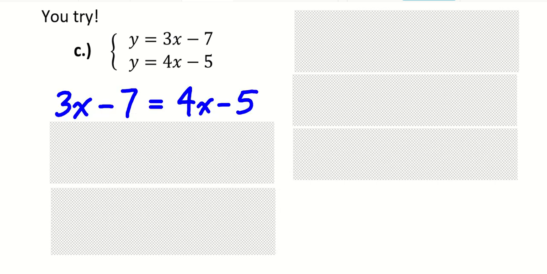So the substitution, again, whether you think of it as plugging in that for the other y, or plugging in this for the other y, or just noticing that they're both equal to y, so you can set them equal to each other, this is what you end up with. Okay, if you wrote 4x minus 5 on the left side and 3x minus 7 on the right side, no problemo.